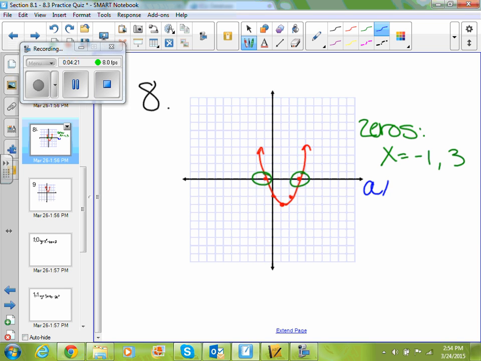Your axis of symmetry is the line that splits your graph in half. So what line is that? 1. Okay, any questions so far on zeros or axis of symmetry?